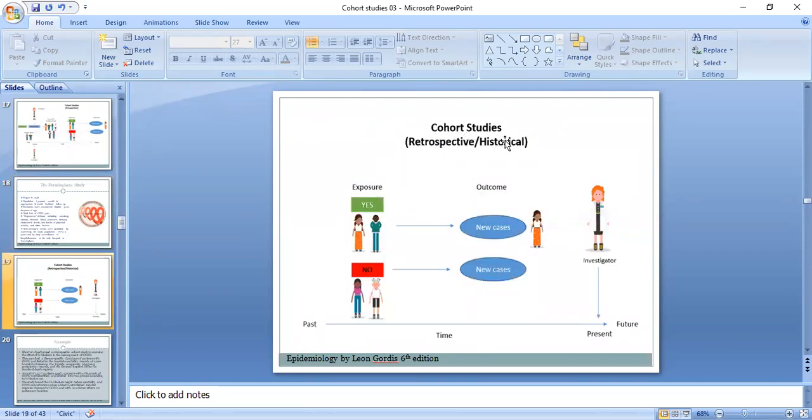Now the retrospective or historical cohort studies. The difference from the prospective cohort study is that the investigator starts his study when the outcome and exposure both have occurred, and the investigator goes into the past, selects the population and divides them into the exposed and non-exposed group based on the risk factors, and then checks the records and various registers to find out whether the outcome of interest has developed or not in the exposed and unexposed group. The basic difference is that both the outcome and exposure have occurred before the investigation has been started.